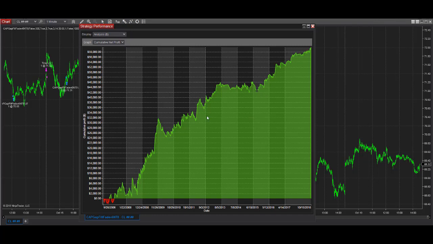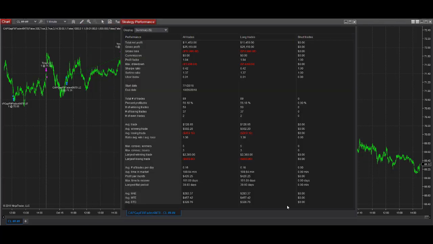I'm going to adjust the date so we can see that. So since July of 2016, you see 11,450. The max drawdown is only 1,650. So if you lock into this current market environment, the last 2 years and 3 months, your worst case drawdown is 1,650. Stop loss is 500 per trade. Average trade profit is 128.65.